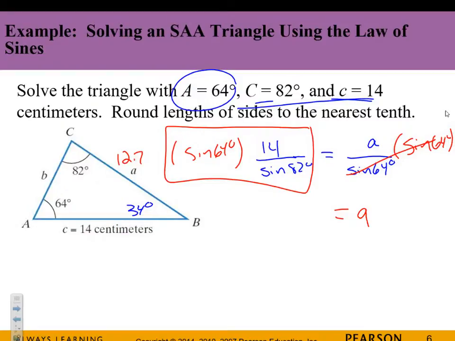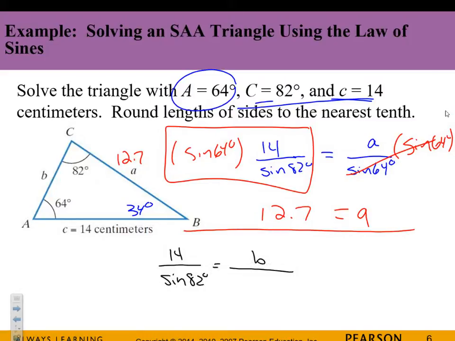How do we find little b now? You said it equal to one of the other thingies. I'll put a line here. I know the C stuff, don't I? Yeah. That is 14 over sine 82 degrees. Now you also know, I want little b, because that's the one I don't know. I know that big B should be the difference between 180 and these two, which is 34 degrees.